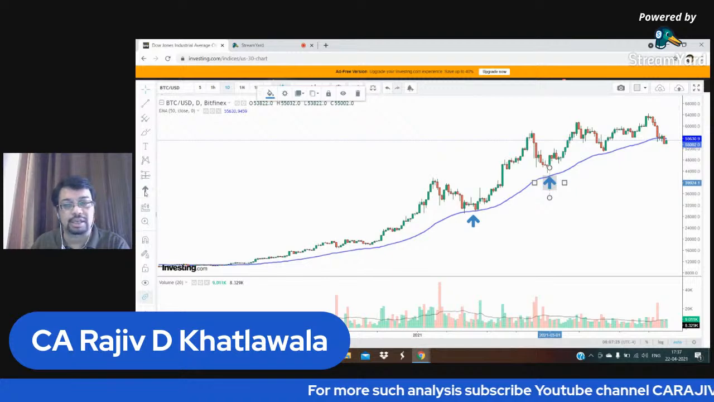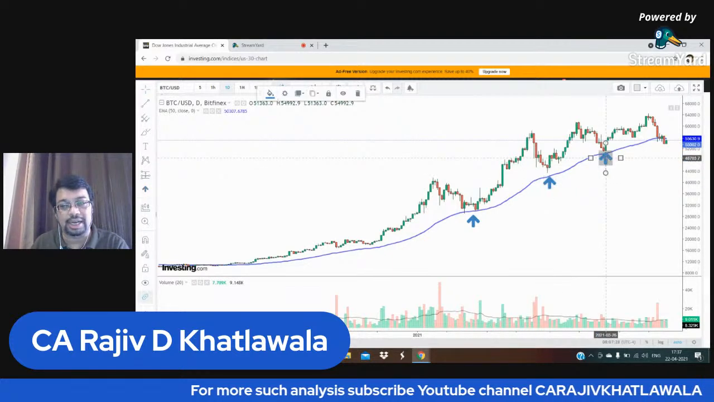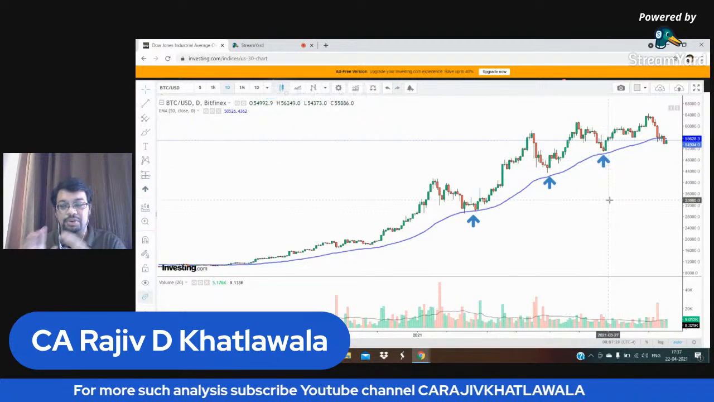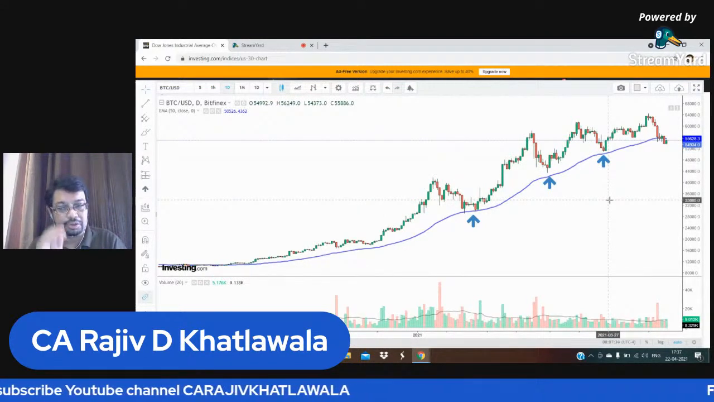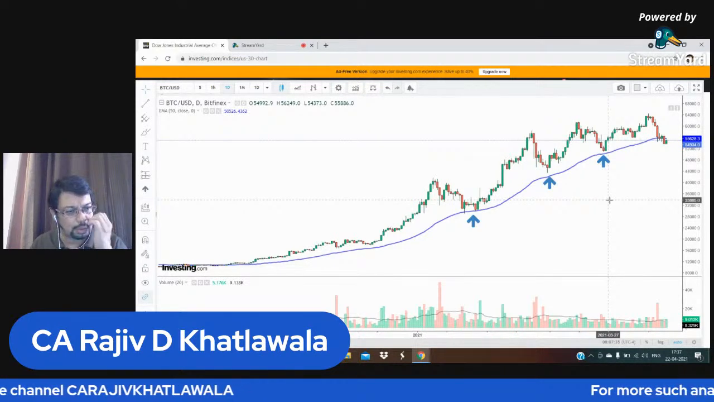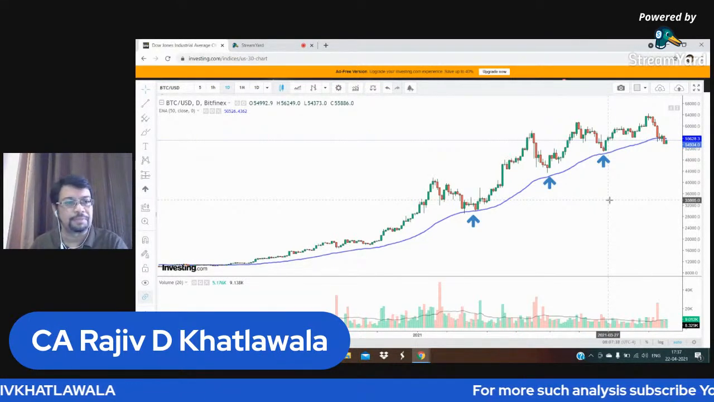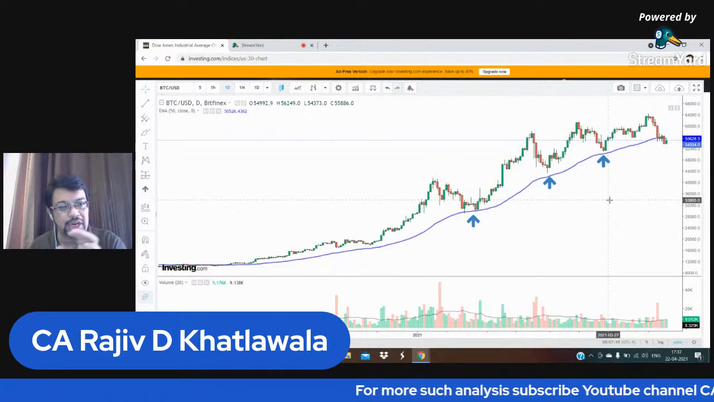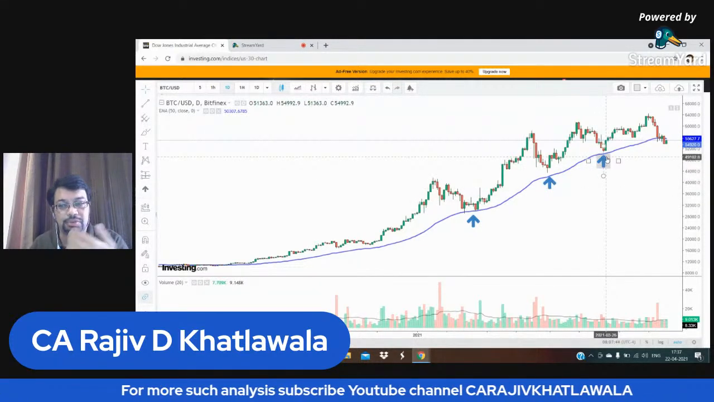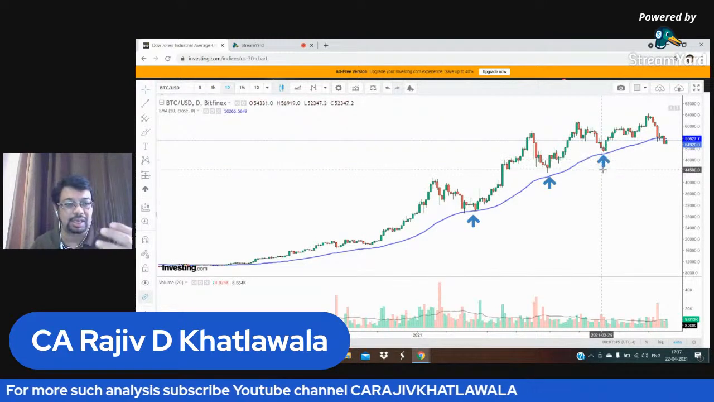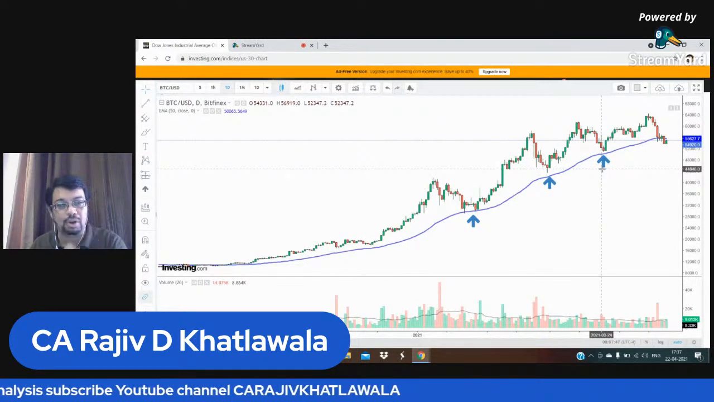So based on the historical data, we can say that the 50 days exponential moving average is a good guide of the medium term trend. Till the time it remains above the 50 days moving average, we will say that Bitcoin is positive.